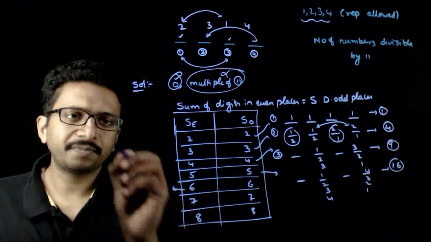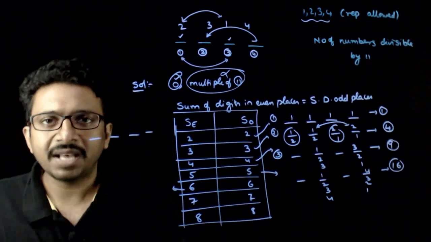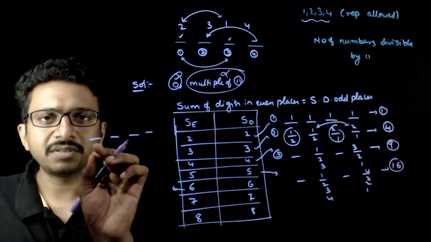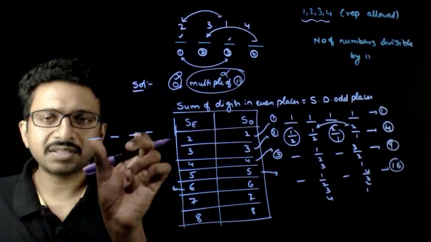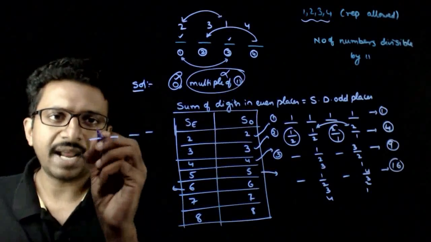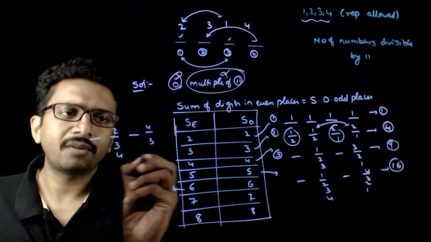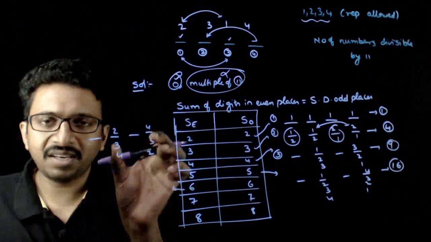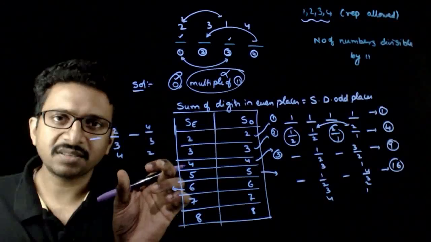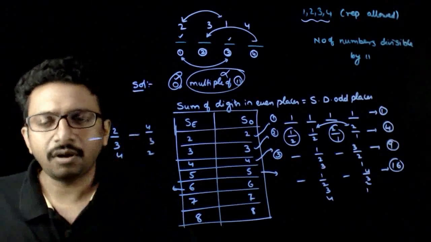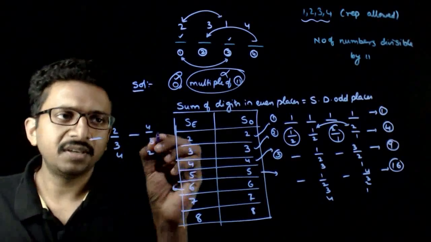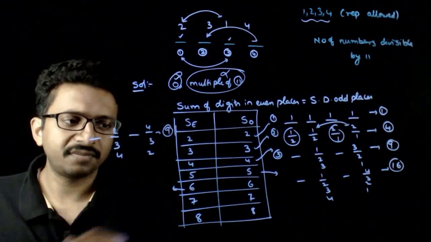Similarly for 6, if the sum has to be 6, you cannot use 1, because if you use 1, the highest number is 4, so the sum will be at most 5. So it has to start with 2. I can use 2, 4, 3, 3 or 4, 2. These are the 3 ways in which I can fill the even places. Corresponding to this, I have to fill the odd places in a similar way. There are 3 ways, so a total of 9 ways for 6.